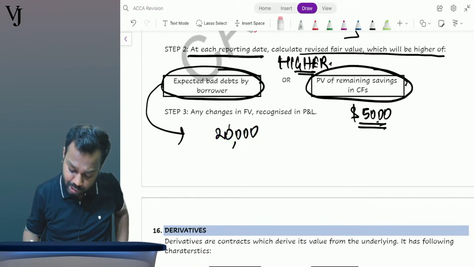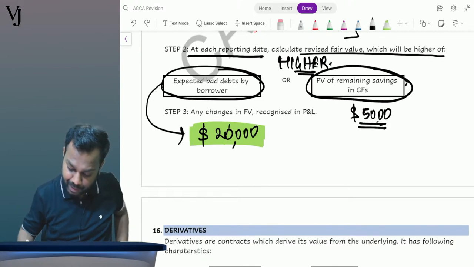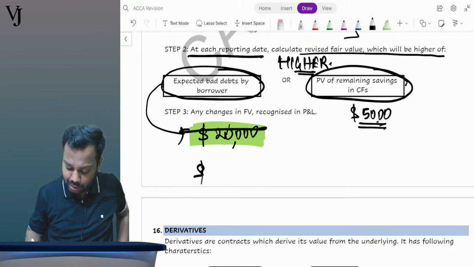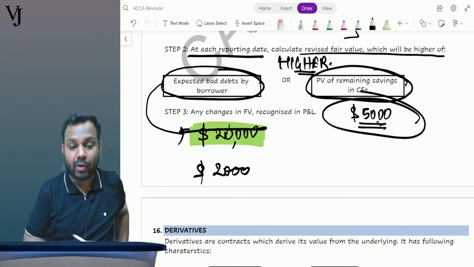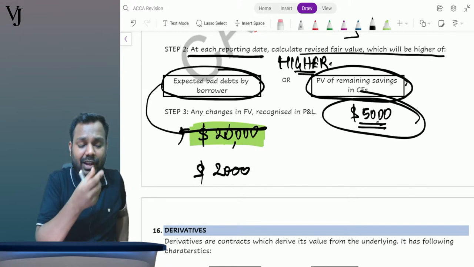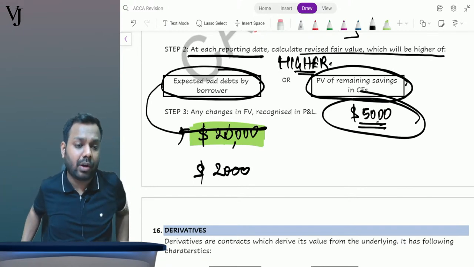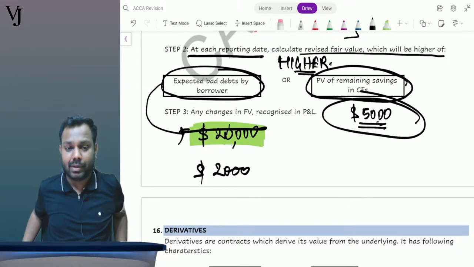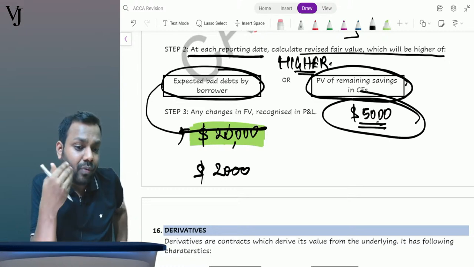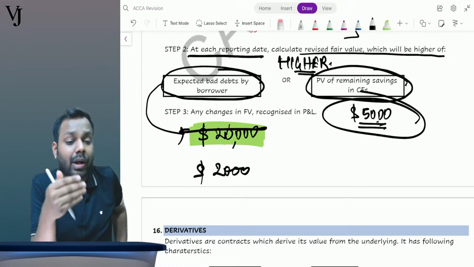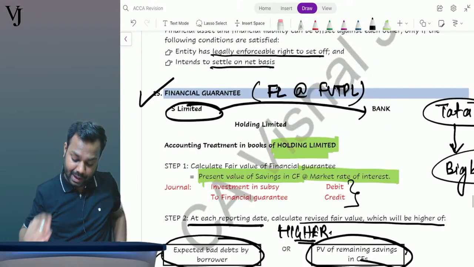Now let's suppose I expect that the bad debt will be $2,000. Then again, it is $5,000. So the higher of expected bad debts or the present value of the savings is what I have to record my financial guarantee as. I hope it is clear. Now, the difference between the fair value at the two reporting dates will be accounted for in the P&L as gain or loss. This is financial guarantee.